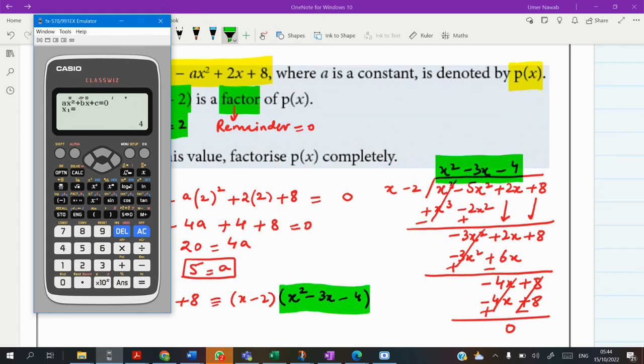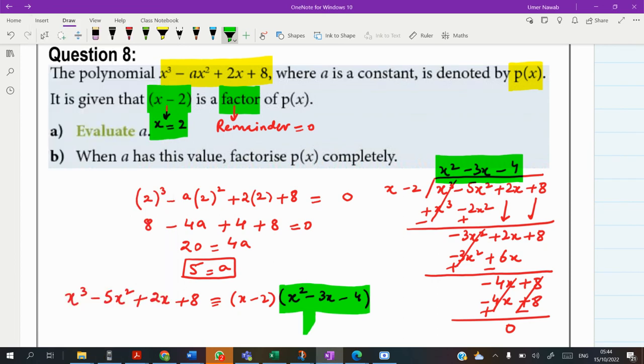The calculator is giving you the two critical values, 4 and minus 1. So the critical values: x is equal to 4 and minus 1. It means this can be further factorized. What is the factor for the critical value 4? x minus 4 is the second factor, and x is equal to minus 1 is the critical value. You can write it as x plus 1.